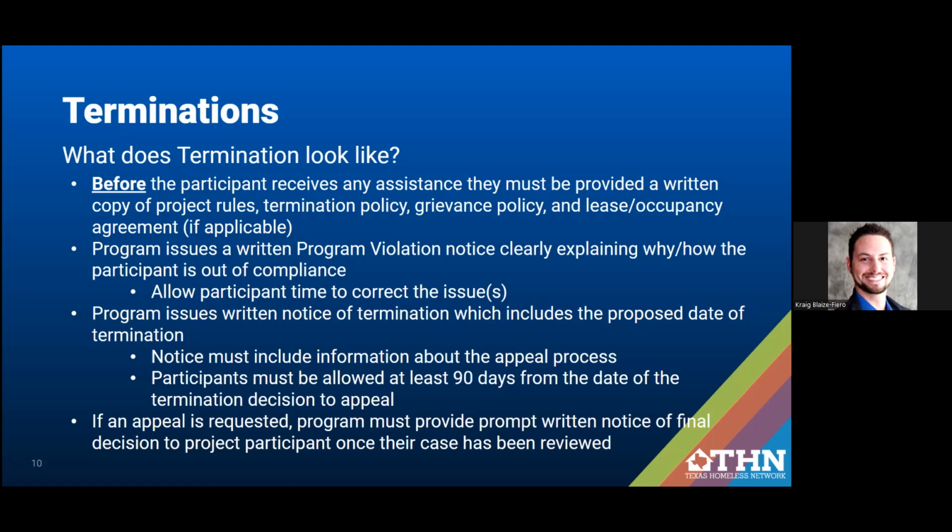Once you do issue a written program violation notice, you need to give them time to correct that issue. We recommend that you give them around 60 days to come back into compliance with the program rules. Assuming that window has passed, the next step would be the program issues a written notice of termination, and that notice should include the proposed date of termination. Again, this notice should also relay the information related to how a participant could appeal that decision. Participants need to be allowed 90 days from the date the termination decision is handed down to appeal that decision.